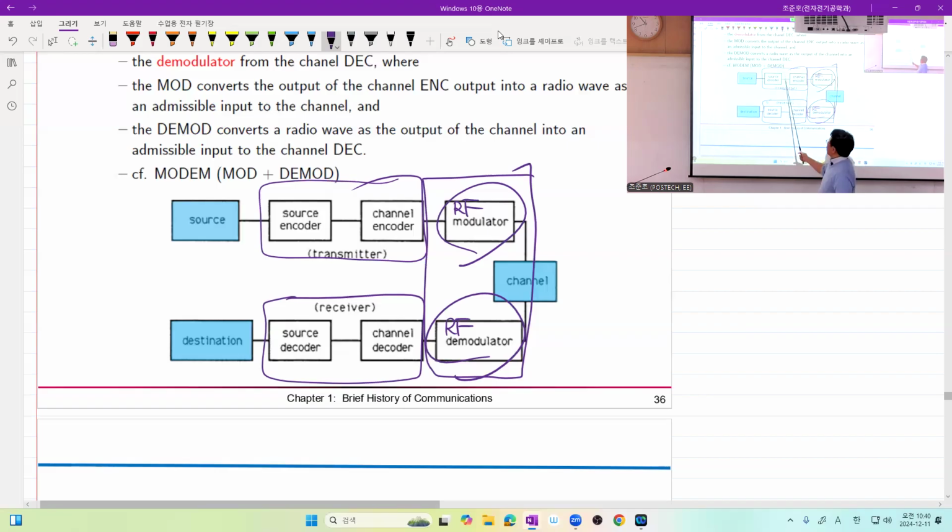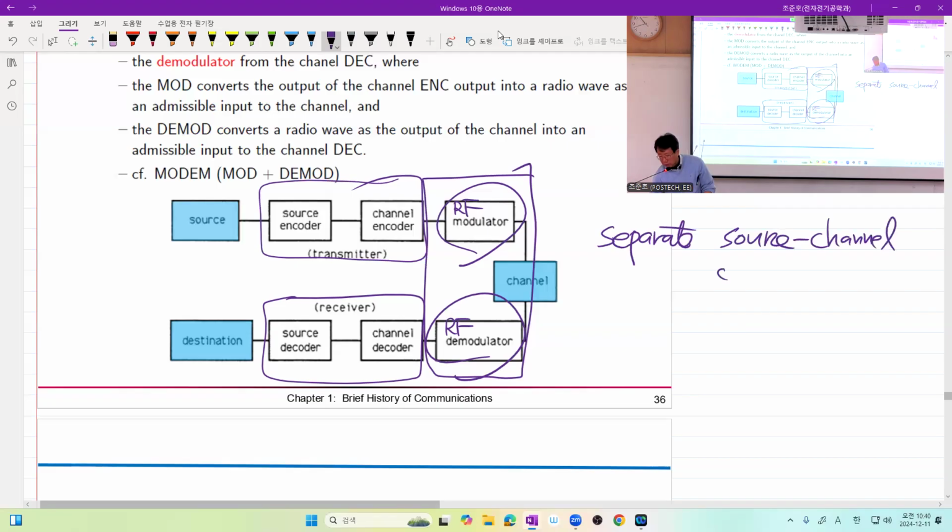So given the independent bit sequences, we design a channel encoder that is best fit to our specific channel. This is called separate source-channel coding. Shannon also proved that under certain conditions, you don't lose any optimality by just dividing the encoder into a source encoder and channel encoder. And also, you separate your decoder into channel decoder and source decoder.